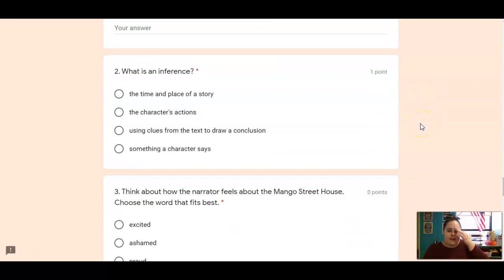Number 2, what is an inference? We talked in the last lesson about how when you make an inference, you're taking details from the text and you're coming up with something new. So read these responses and see which one matches the definition for inference.